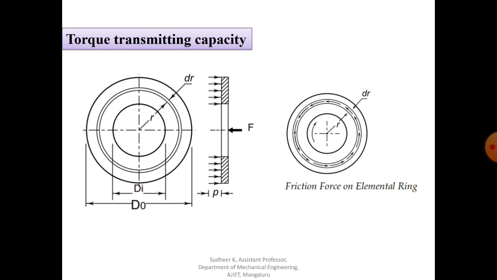For that reason we have to use two different theories. One is called uniform pressure theory, another one we call uniform wear theory. So we'll see what are the differences between these two theories. This is about the friction clutch, where di is the inner diameter, and do is the outer diameter.